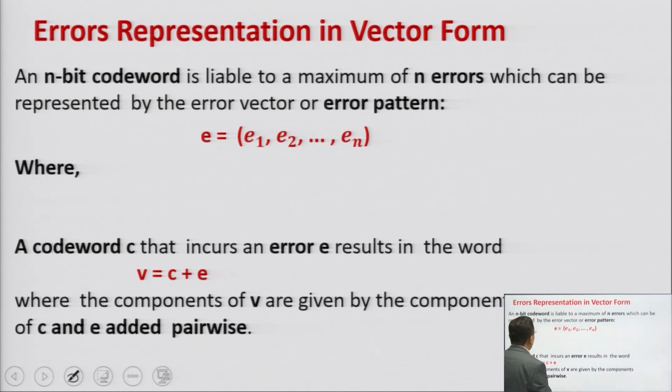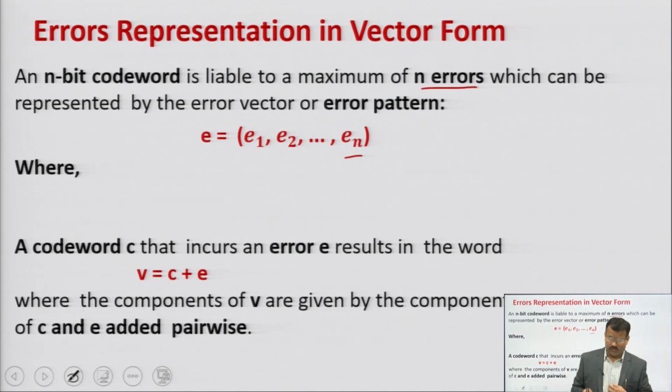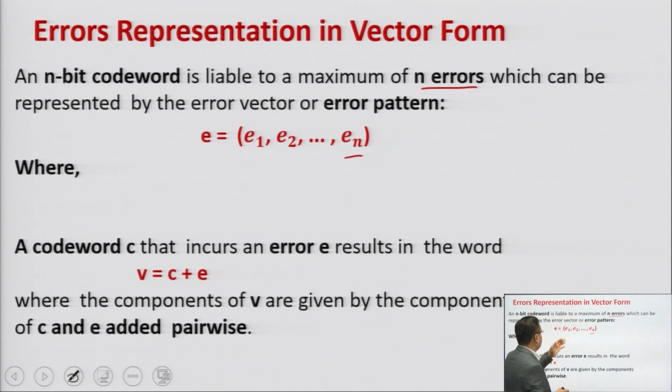So an n bit code word is liable to a maximum of n errors, which can be represented by the error vector or error pattern. So, we can write the error pattern in terms of E1, E2 up to En, क्योंकि error pattern तो n bit का ही आएगा ना, वहाँ पे error साथ में आएगी. Then we can detect and after proper detection you can correct the error. So, you can write the error pattern E1, E2 up to En.